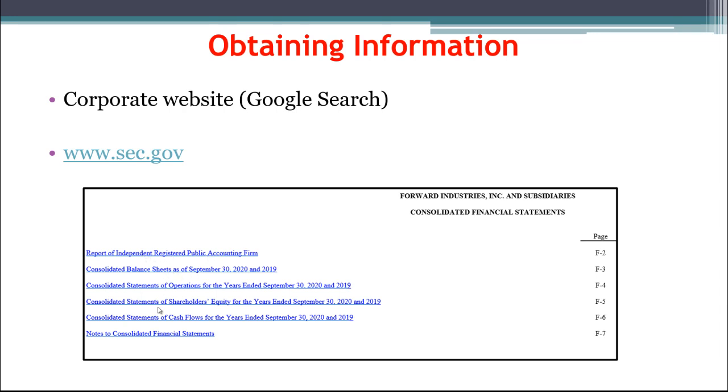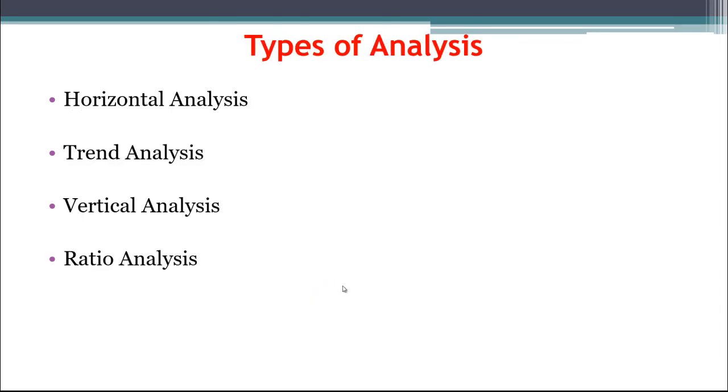But then you get into the core of our discussion, the financial statements: the balance sheet, the statement of operations, also known as the income statement, the statement of shareholders' equity, and the statement of cash flows. And you'll notice here they're reporting two different years, 2020 and 2019. So right off the bat, we have 2 years that we can compare. So now we're going to get into the different types of analysis.